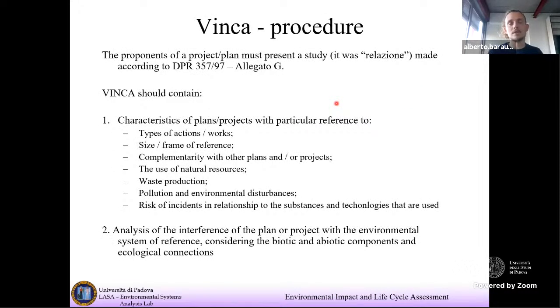And this procedure basically boils down to the preparation of a report, a study made according to Annex G of the DPR from 1997, which describes the plan or project, the works to be done, the size of the work, the complementarity with other plans or projects, the resources used, the waste produced, the emissions, and these things. And now, this plan or project affects the environmental system, so habitats and species.